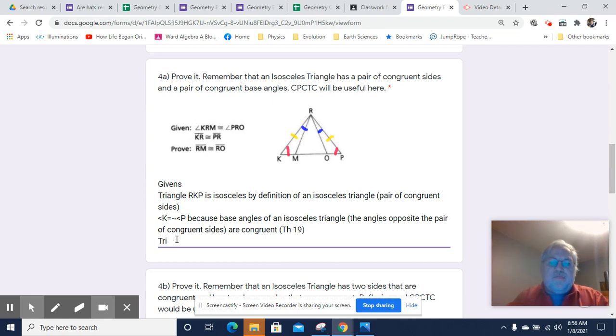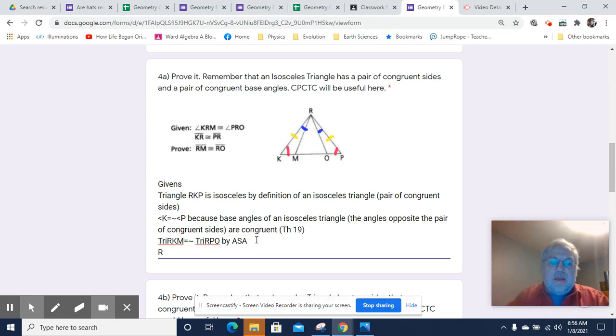So we can say triangle RKM is congruent to triangle RPO by angle side angle, because congruent angle, congruent side, congruent angle. So the included side and two angles, so angle side angle. Now we can say that RM is congruent to RO because RM and RO are corresponding parts of congruent triangles by CPCTC. Corresponding parts of congruent triangles are congruent.